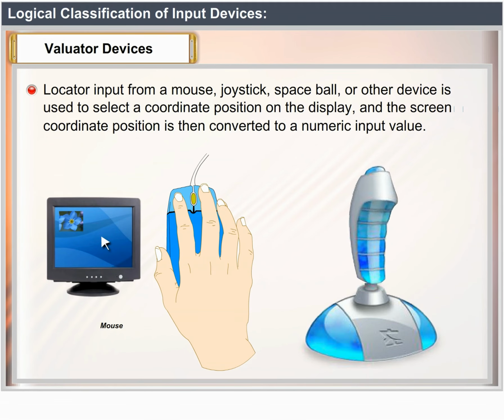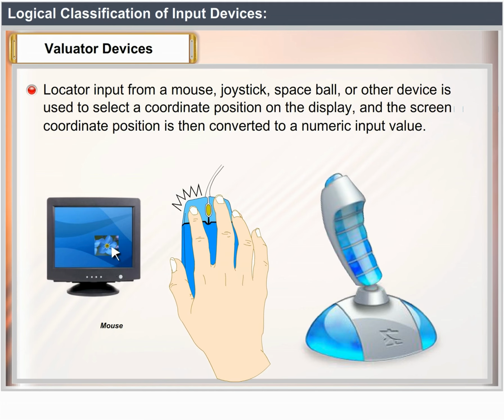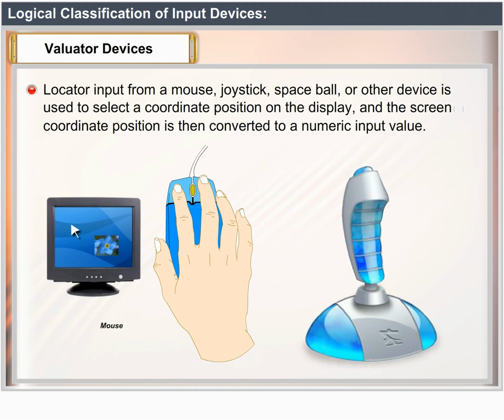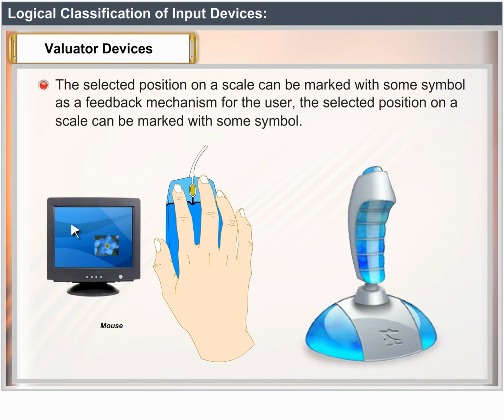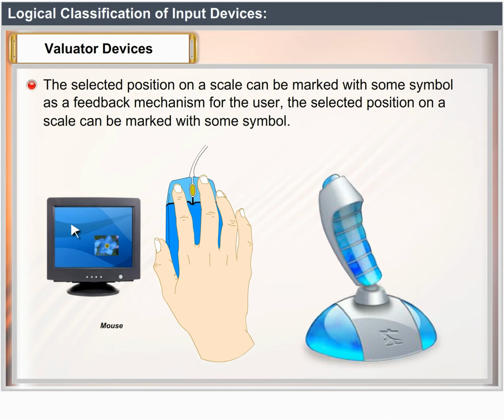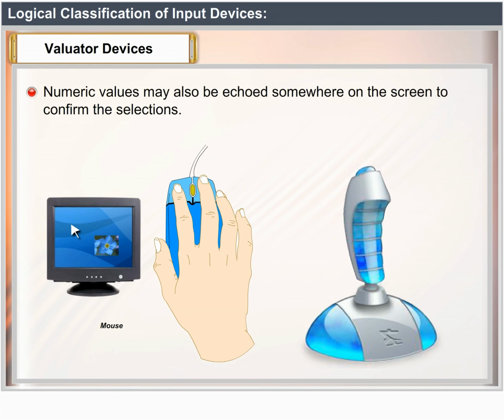Locator input from a mouse, joystick, spaceball, or other device is used to select a coordinate position on the display, and the screen coordinate position is then converted to a numeric input value. As a feedback mechanism for the user, the selected position on scale can be marked with some symbol. Numeric values may also be echoed somewhere on the screen to confirm the selections.